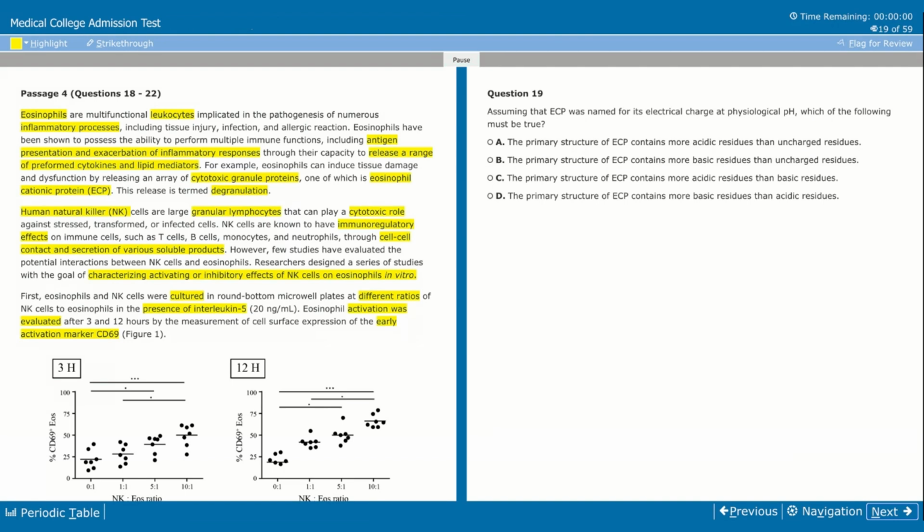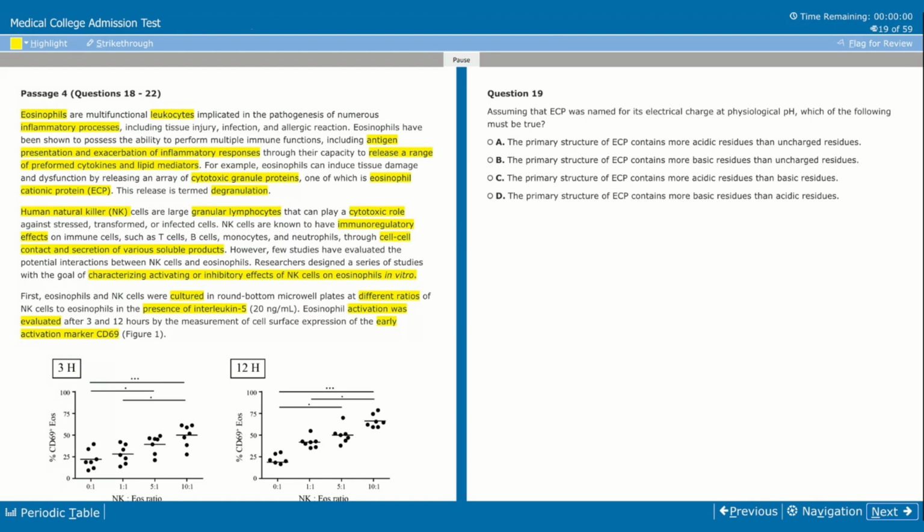So positive. Well, positive doesn't give me any answer choice here, other than charged or uncharged. Positive, I'm assuming, is charged. It's got to be a charge of some kind. Yep. So the first two answers talk about charge. Contains more acidic residues than uncharged, contains more basic residues than uncharged. But I don't know how that helps me answer.